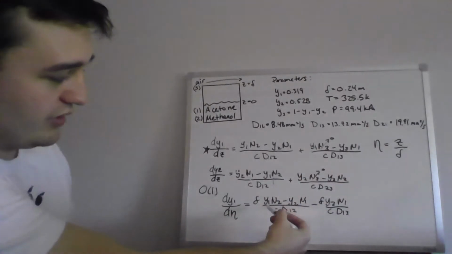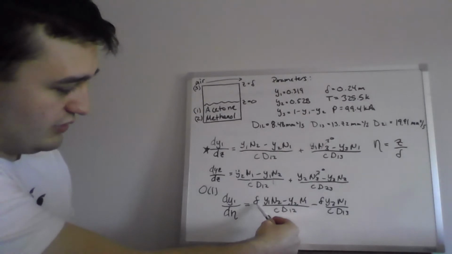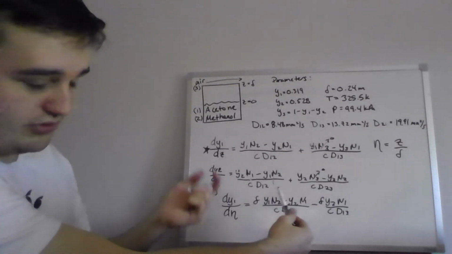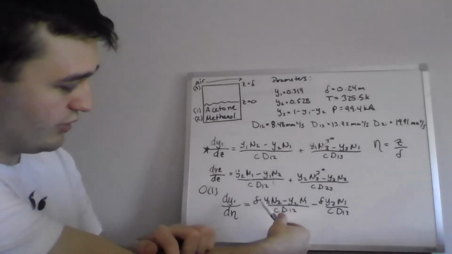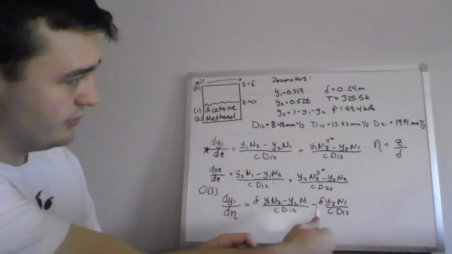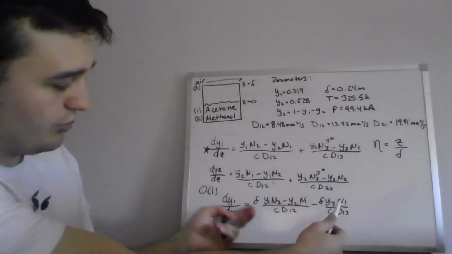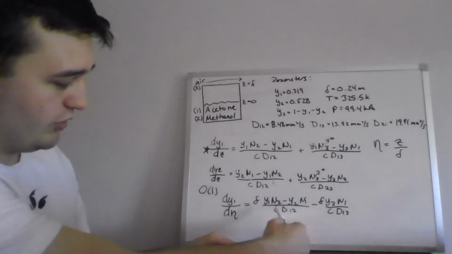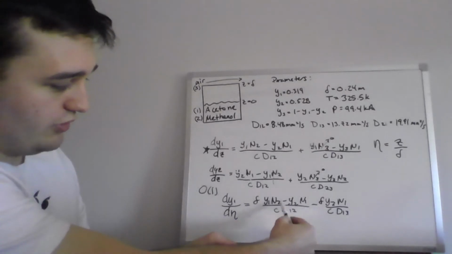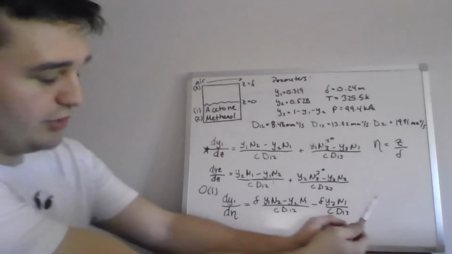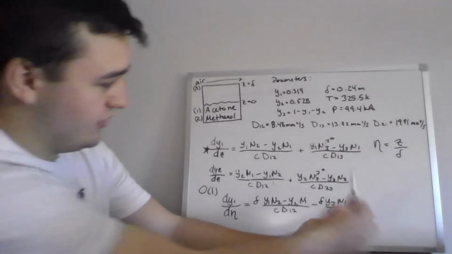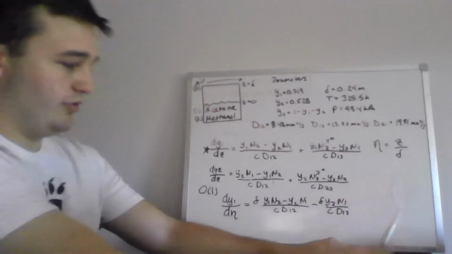So we know by looking at values that delta is 0.24, so that's between 0 and 1. Mole fractions of 1 and 2 will be between 0 and 1, and the same for mole fraction of 3.